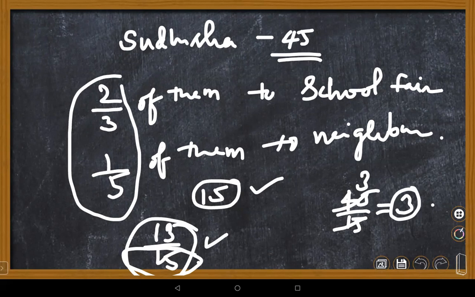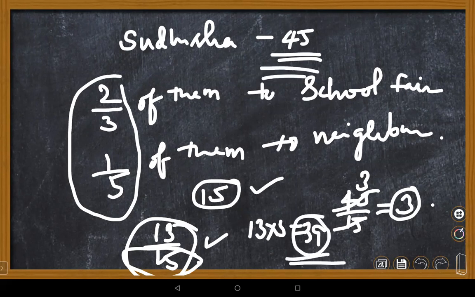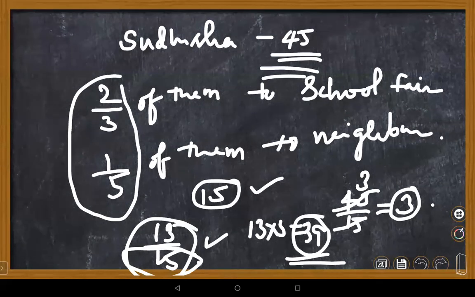Yes, ma'am, 3 cakes. So 13 into 3, how much? 13 threes are 39. 39 cakes were distributed out of 45. Means how many left with her? Ma'am, 16 were left. The difference between 39 and 45, Nana. Ma'am, 45 minus 39, only 6, not 16. Yes, ma'am. Only 6 cakes were left after distribution.